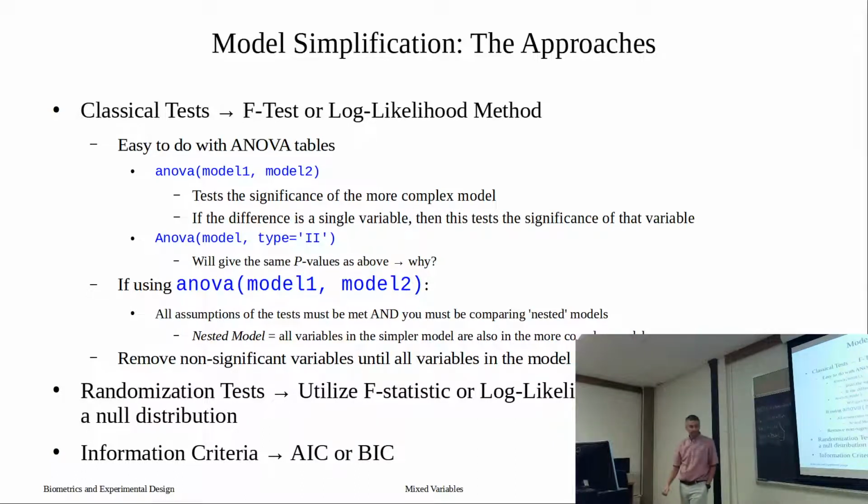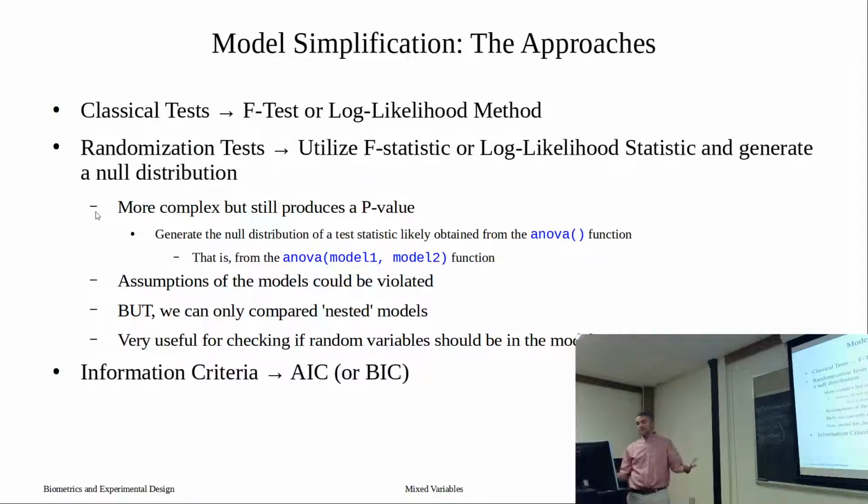AICs can. What about randomization tests? Randomization tests are going to be more complex, but it allows us to get a p-value. So we can use it if we violated the assumptions and a reviewer says we need a p-value. In some cases, it's good for testing if we need to account for a random variable. If we need to do that, you come talk to me and I'll show you the scripts that I've used and see if it works.